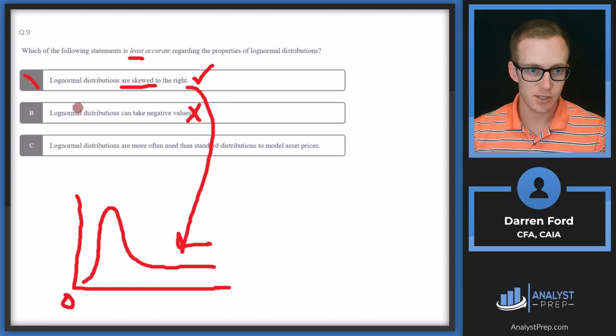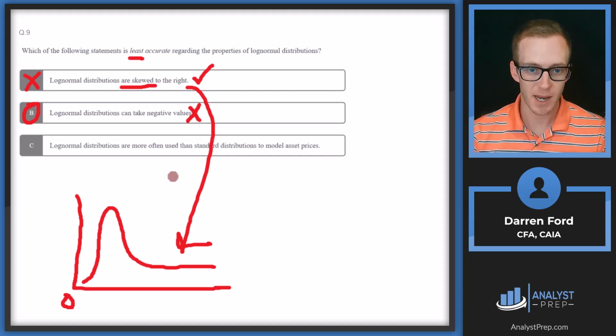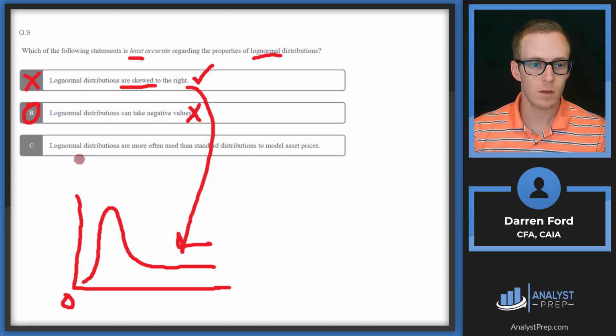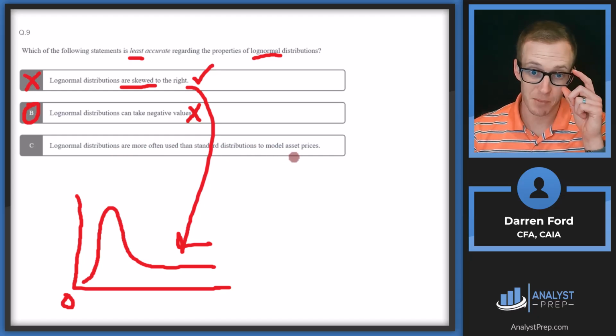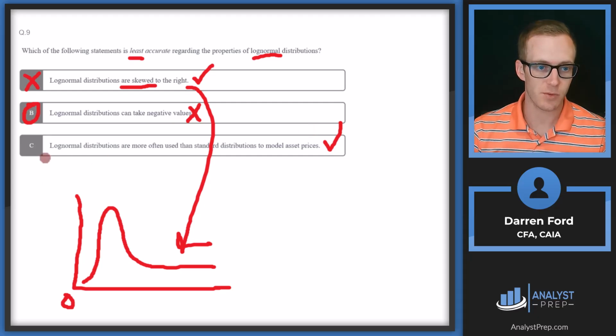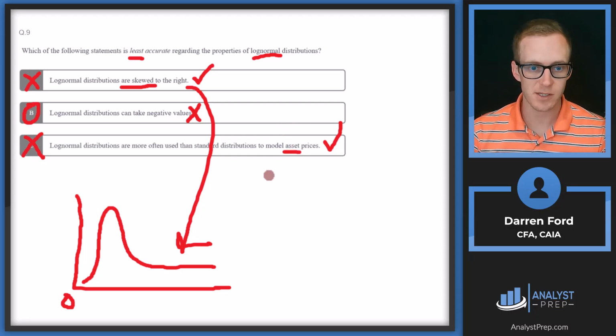B, log-normal distributions can take negative values. This sounds like it's going to be our answer since they cannot take negative values. We're normally using this in the case of something like asset prices where the price can't actually go negative. And so you could take the return stream from an asset, which can be negative, but then to convert that into the asset prices, it would need to be log-normal. And then C, log-normal distributions are more often used than standard distributions to model asset prices. That's also going to be accurate because of what we've already said for B, where the prices can't go negative. So this is a common use for asset prices because you can't have negative asset prices.